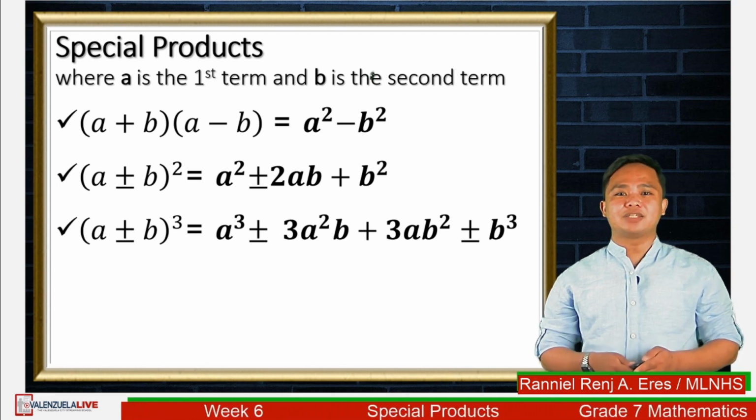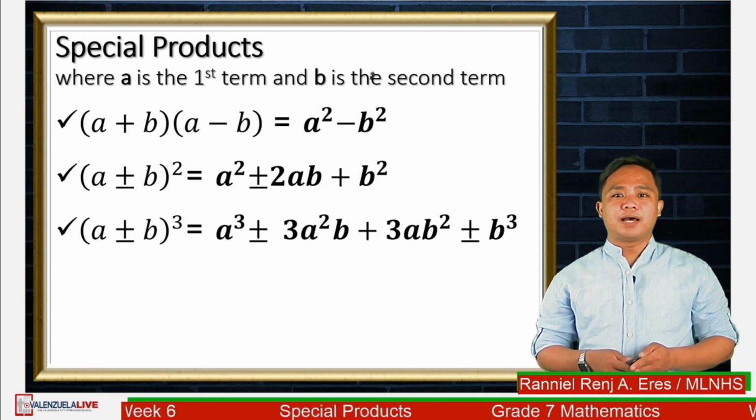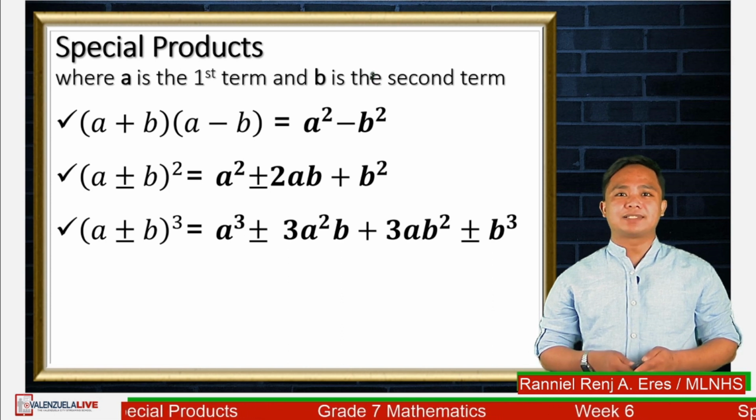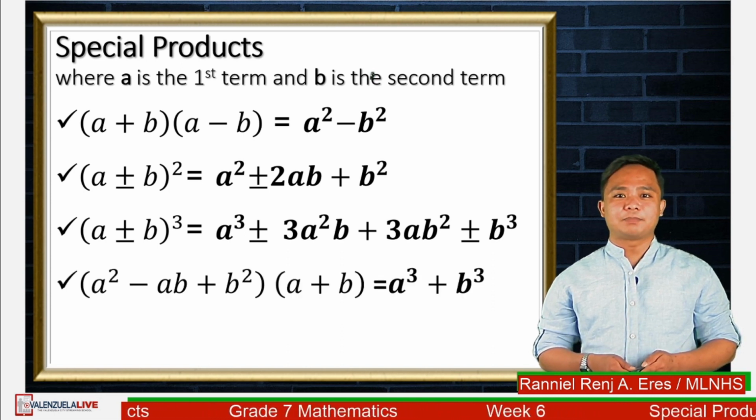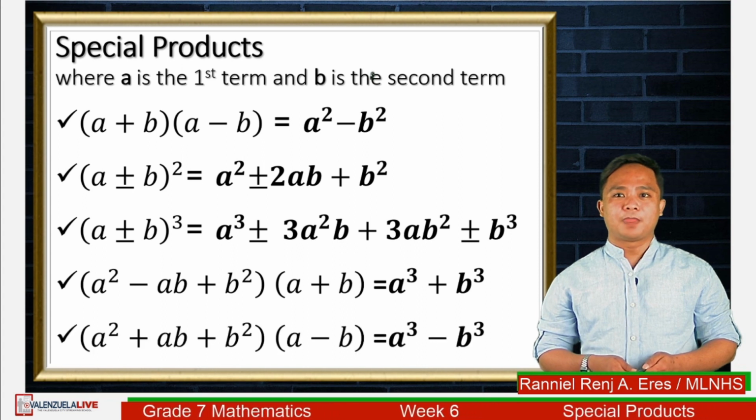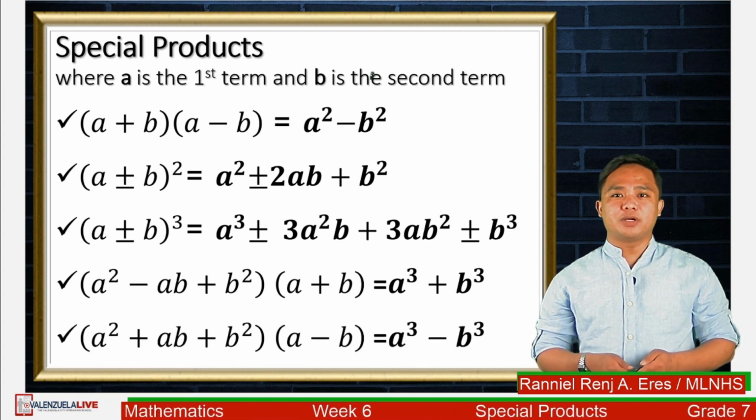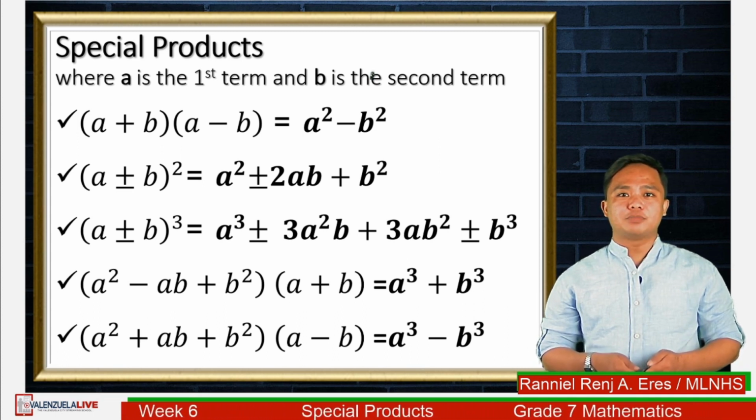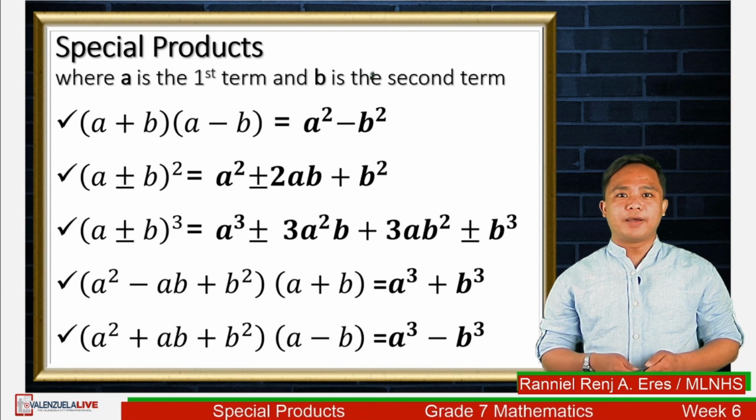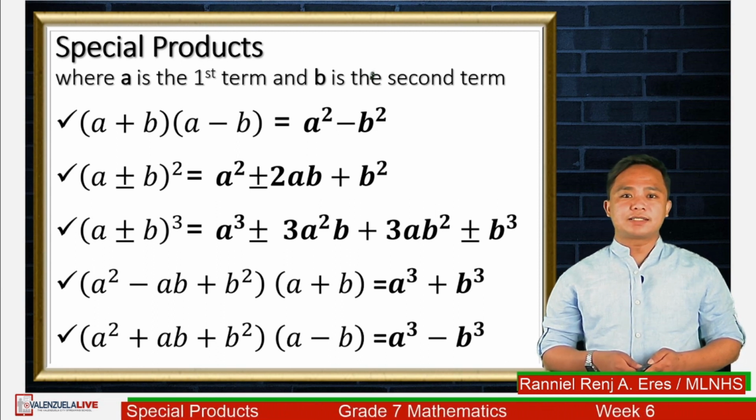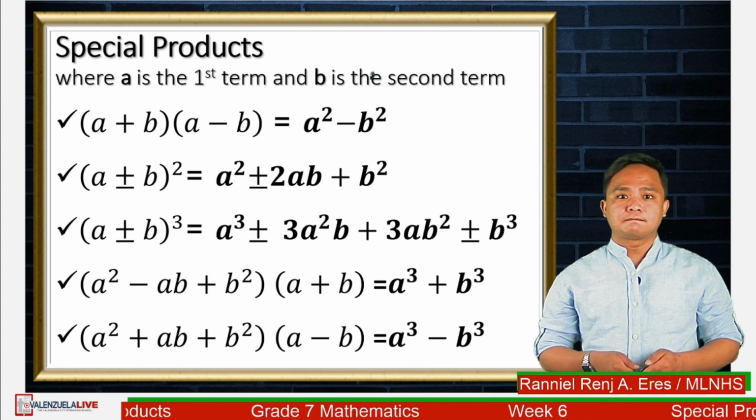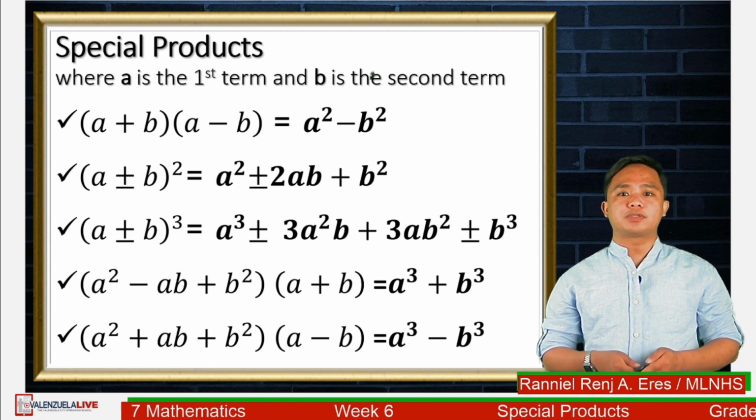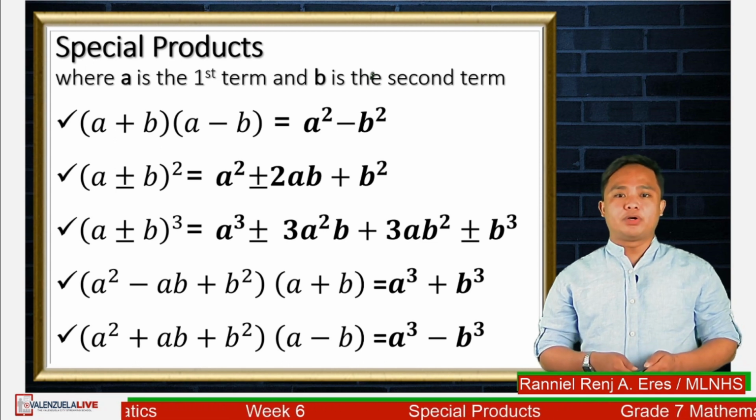Next is A squared minus AB plus B squared times A plus B. The result is A cubed plus B cubed. That is the product of binomial and trinomial. Another is A squared plus AB plus B squared times A minus B. The answer is A cubed minus B cubed. We'll just cube the first term and the last term, and we will use the sign of the operation in our binomial.